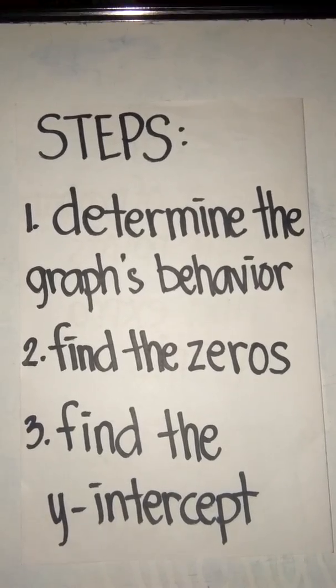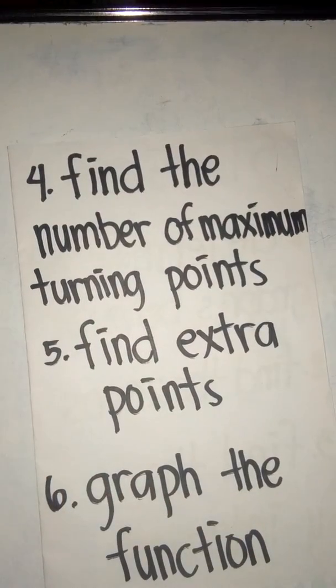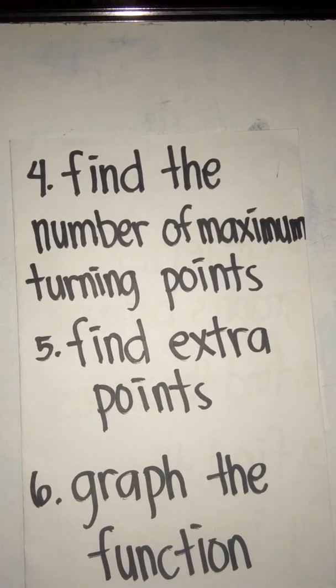Second step is to find the zeros of the function. Third is to find the y-intercept where we let x be 0. The fourth is to find the number of maximum turning points. Turning points is where the graph changes its direction. So to get this, we use n-1, where n is the degree of the function.